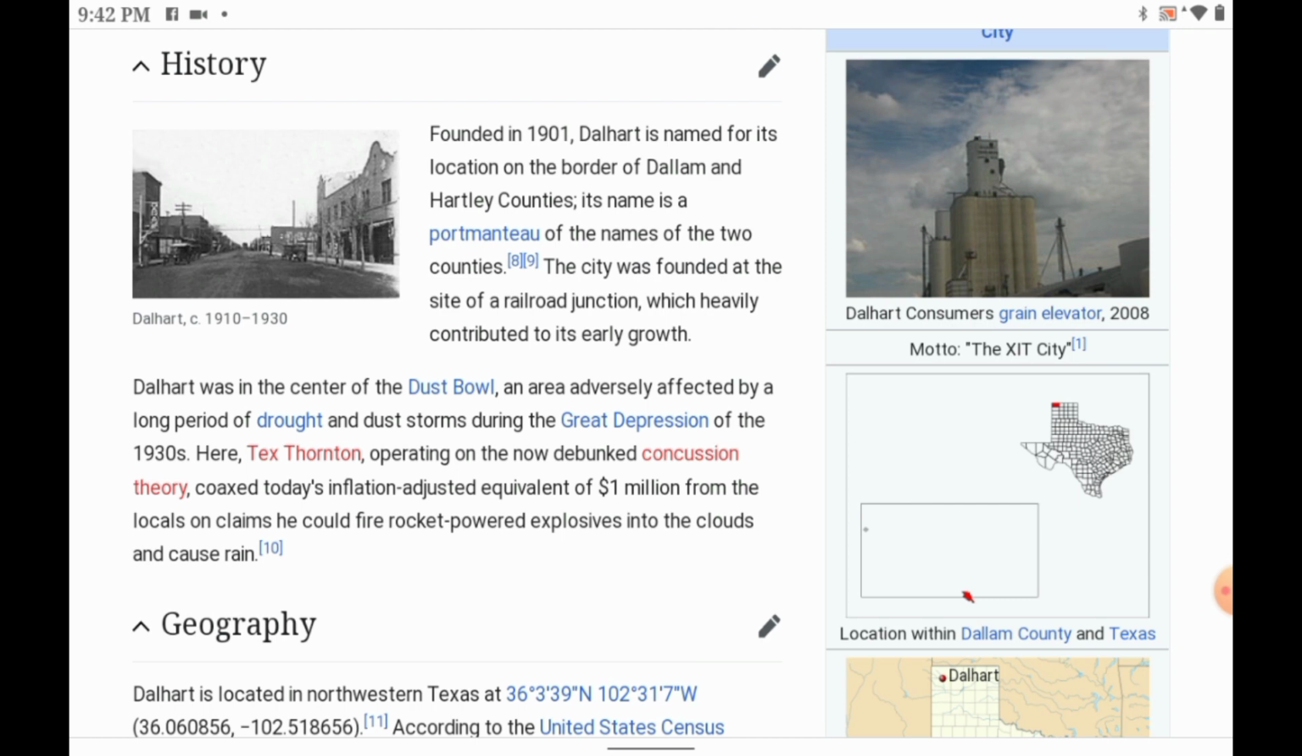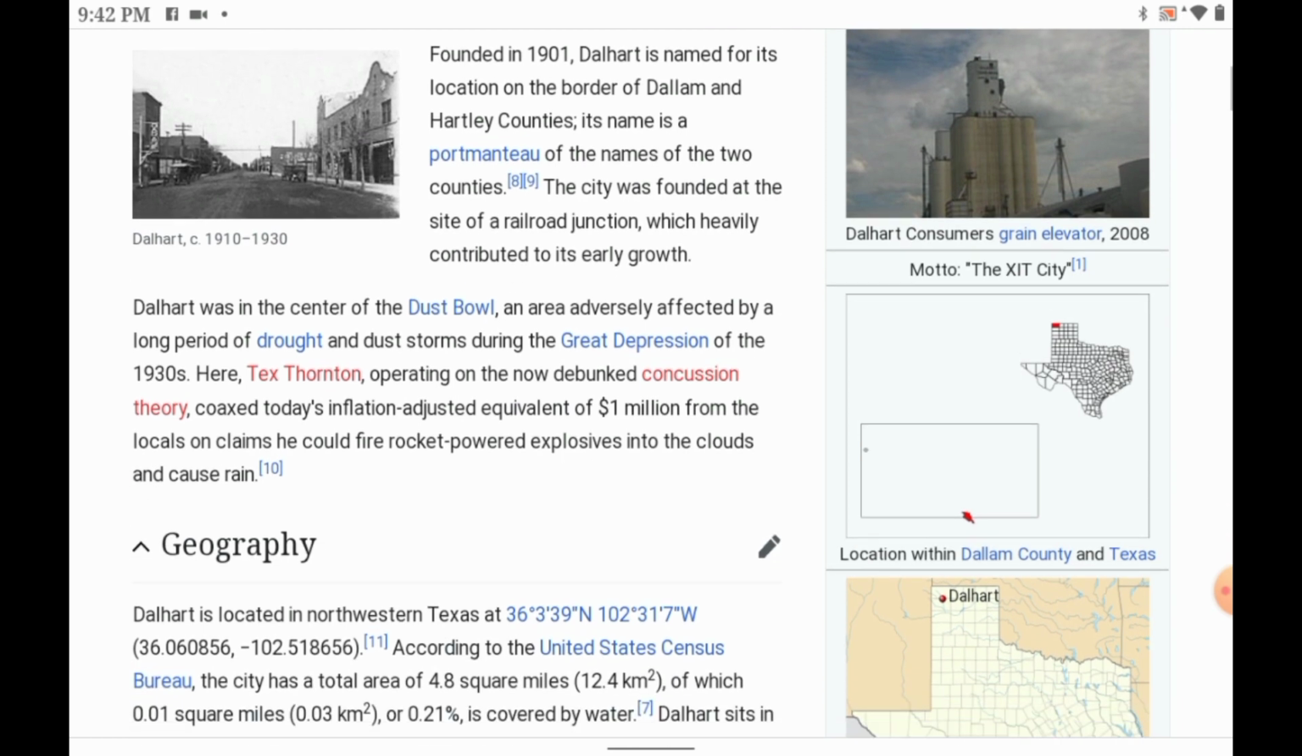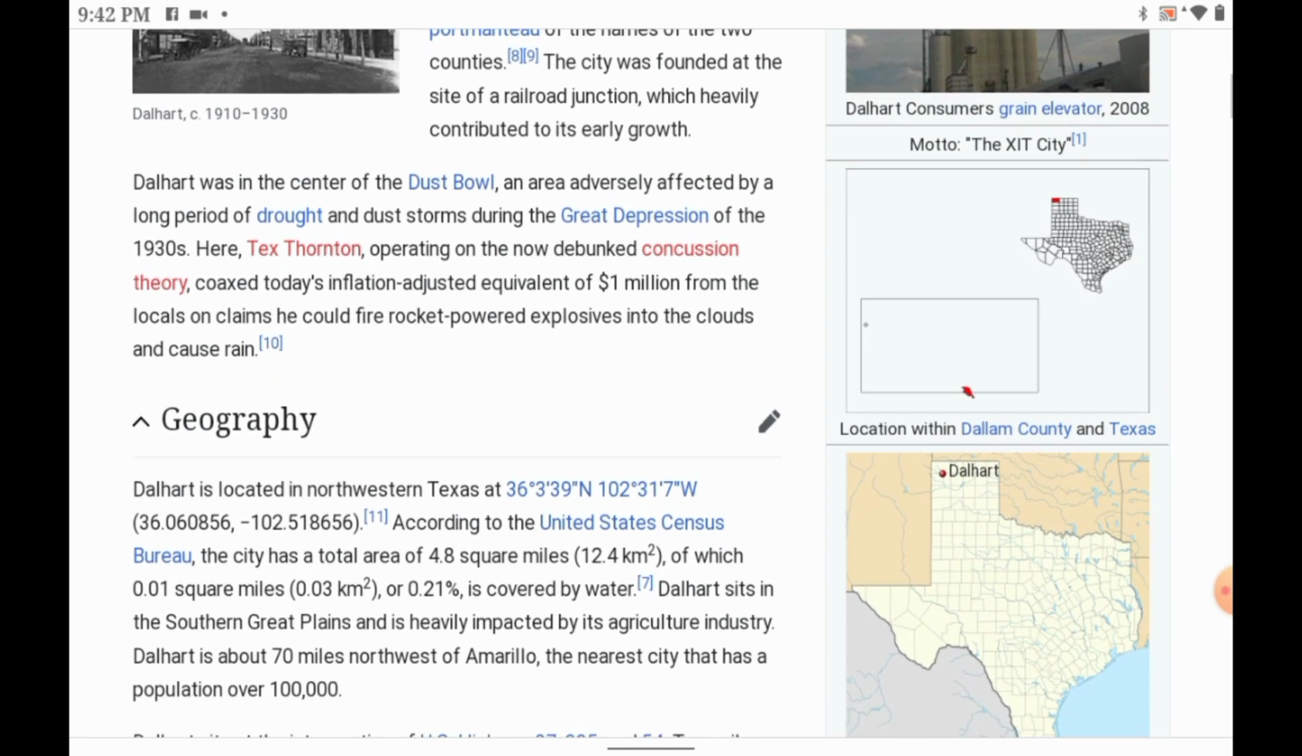It says Dalhart was in the center of the Dust Bowl, an area adversely affected by a long period of drought and dust storms during the Great Depression of the 1930s. Now, that was something that was pretty wide-ranging. I mean, it went through Kansas and Oklahoma and a big part of Texas, and I can't remember where else, but that was a really, really difficult time. And by the way, for anybody who is curious, the Dust Bowl is actually a separate event from the Great Depression.